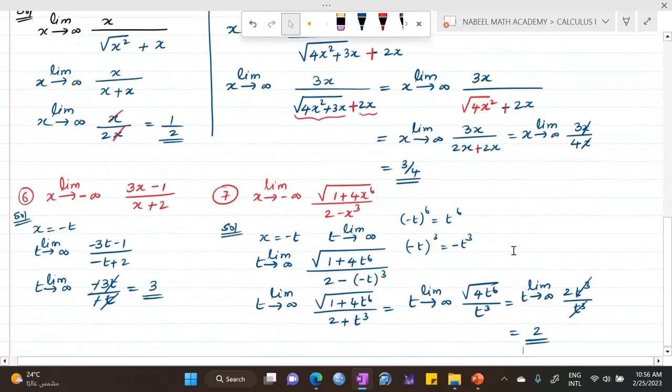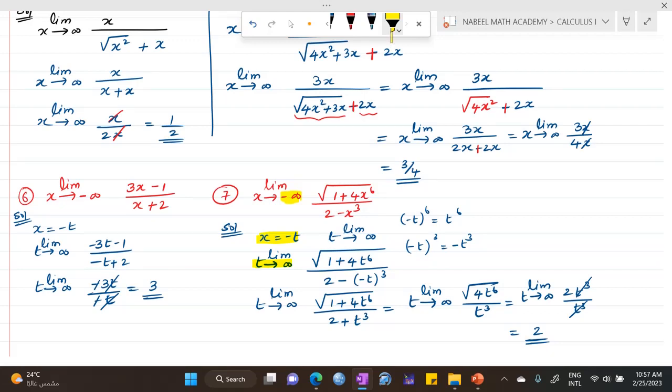Whenever you have a minus infinity, convert the whole problem in terms of t by substituting x equals minus t. Then the limit becomes t approaches plus infinity. Once it is done, plus infinity is a regular case. You can solve the problem.